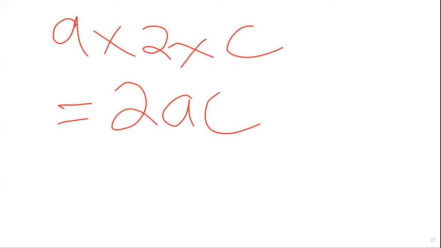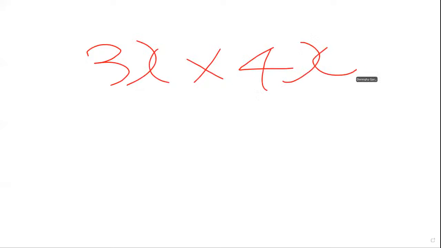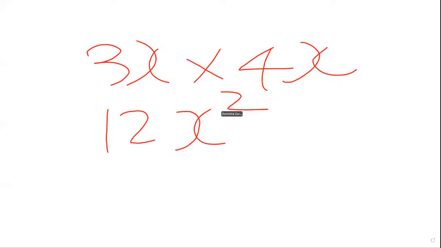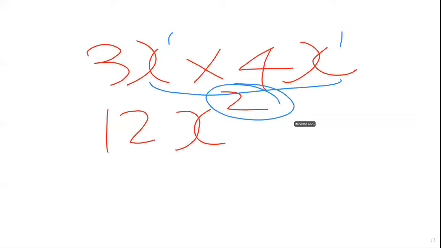Number 2 is going to be 3x times 4x. Multiply the numbers, that's going to be 12. Multiply the letters, x times x, that's going to be x squared. We also established that there is a rule for multiplying variables. Once the variables are the same, you can add the powers. The power of x here would have been 1. 1 plus 1 gives us our 2, or squared. All right.